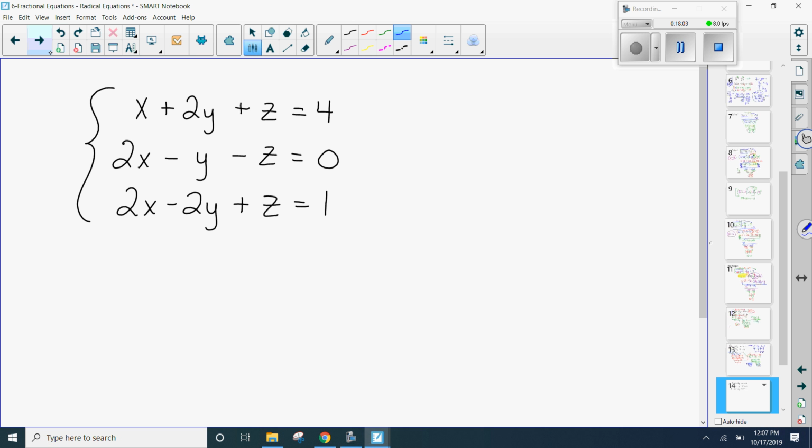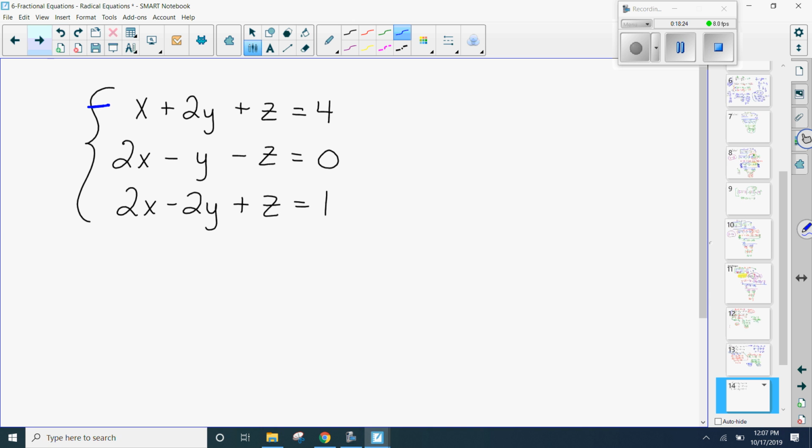You have x, y, and z, and z occurs in all three equations, right? Pick two. What two equations do you want to work with? Why would I go with the top two? The z's cancel. Very good.